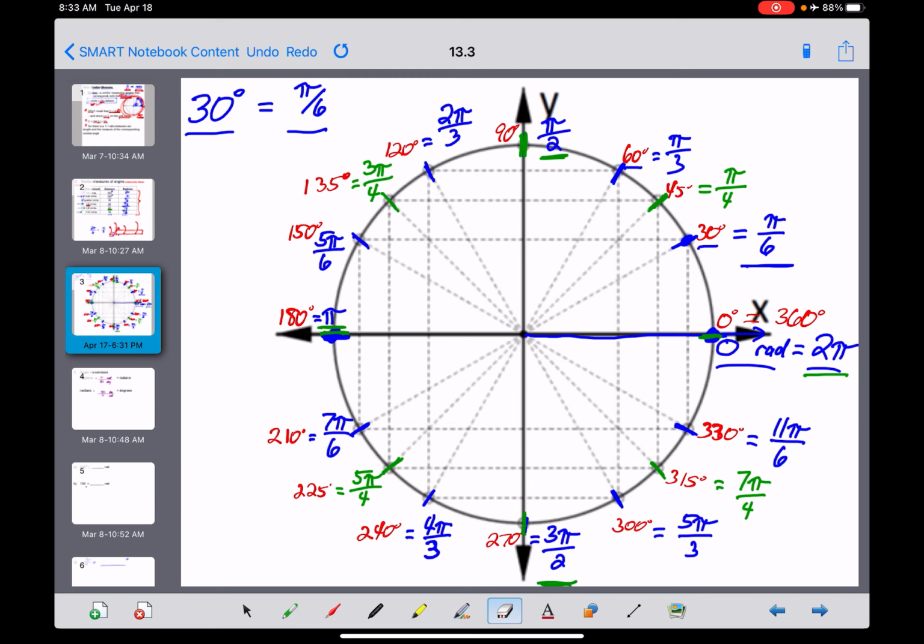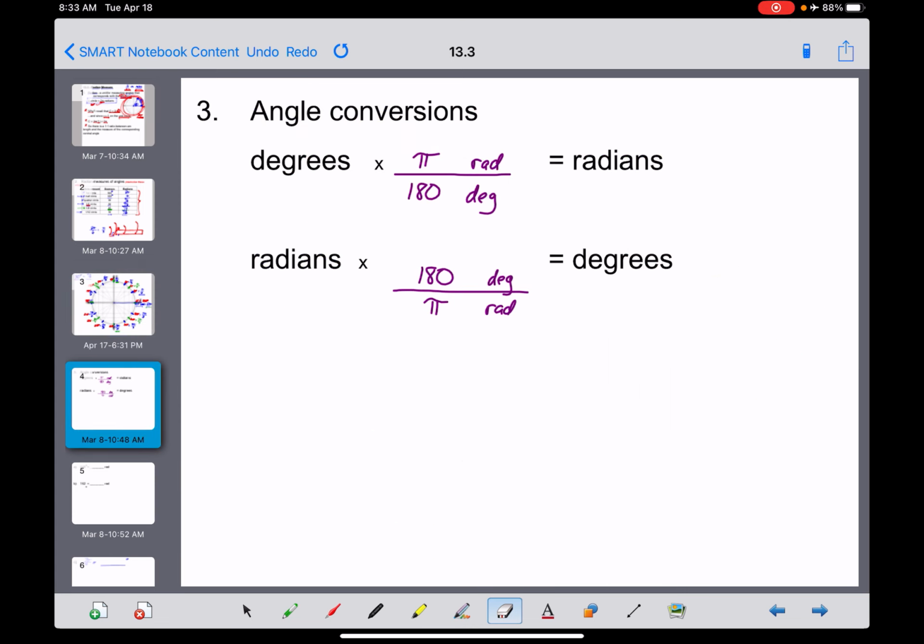All right, so I definitely want you familiar with it. I want you working on memorizing it, but maybe we don't need to say that it needs to be completely memorized. Okay, what's one of the big things we're going to do? Two formulas for us here for angle conversions.